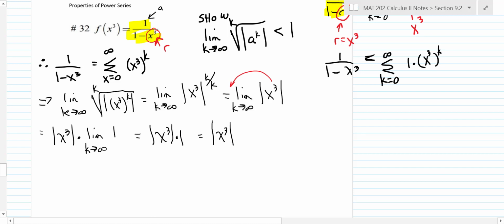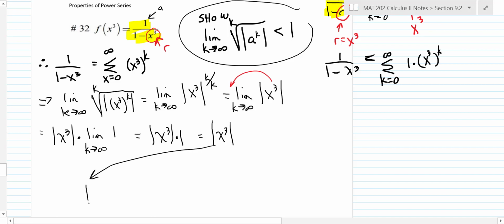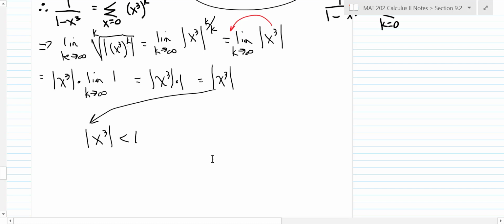Now, what is the condition for convergence on the root test? Less than 1. So you take this thing and set that less than 1, like that. Now, what we really do is say -1 is less than x to the third, and we don't do absolute value anymore. That's gone, because of how you set up this inequality. That's now going to be x to the third less than 1.